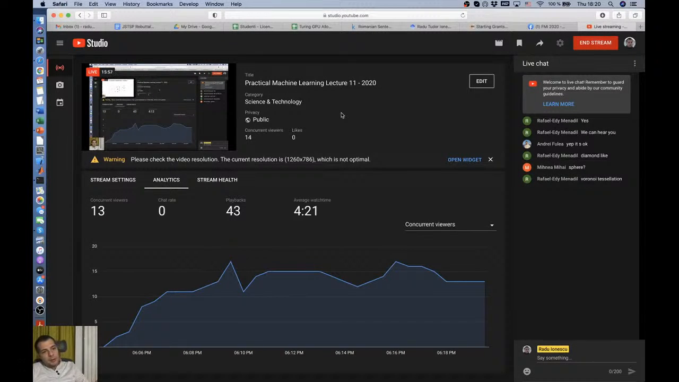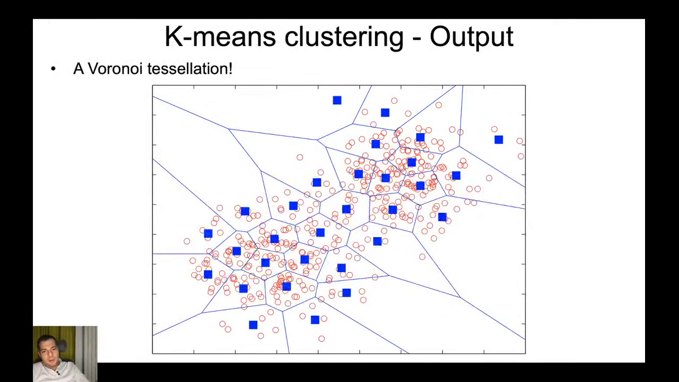Okay, so we have a good answer from Raphael. Indeed, so when you do a clustering, for example, over a data set of 2D points, you get a Voronoi tessellation, and this extends to other dimensions. So for each cluster, you have the median that separates the neighboring clustering centroids, and you get this tessellation of the space.